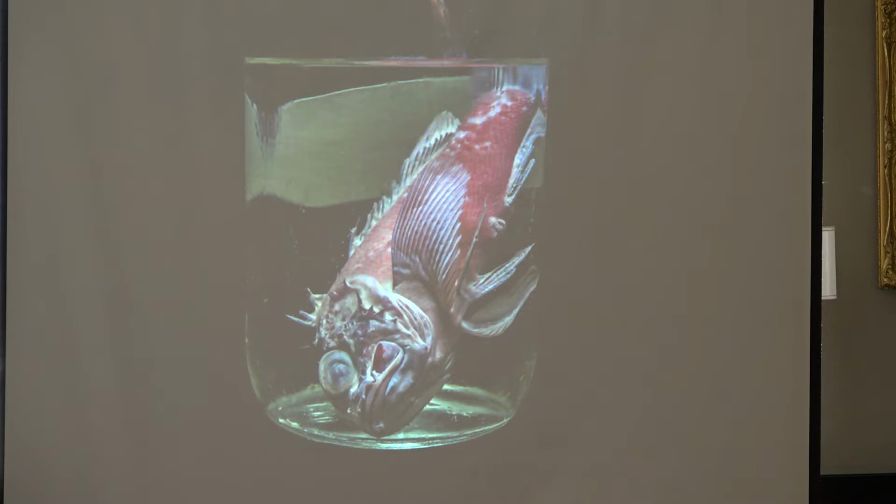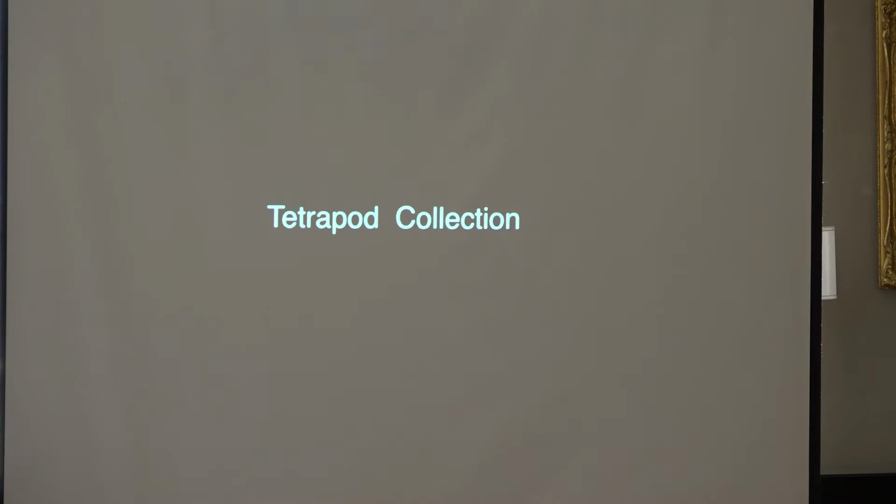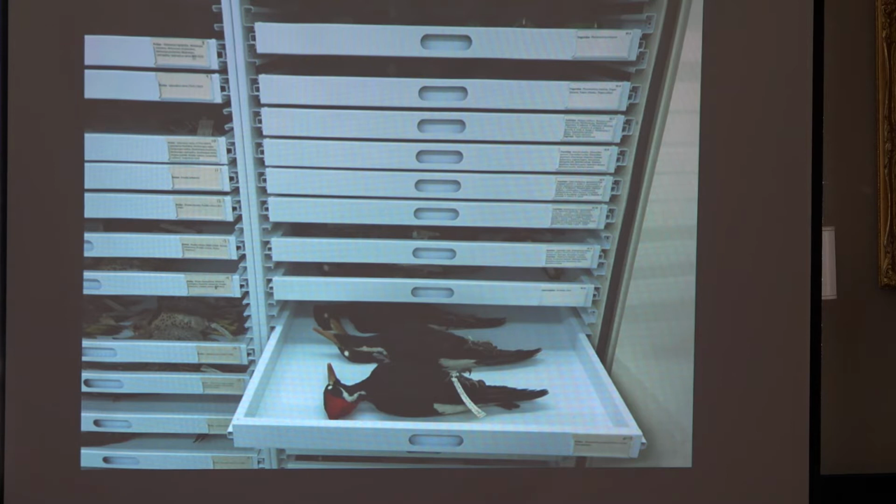The tetrapod collection. Tetrapods are anything with four legs, and they count birds as tetrapods because they've got four limbs. Okay? So, the tetrapod collection. I get in there and it's cases after cases and drawers of these things, and it's really packed in really tight. And it's like, how can I photograph these things? Initially, trying to work with them, this is where you just keep going and things change.